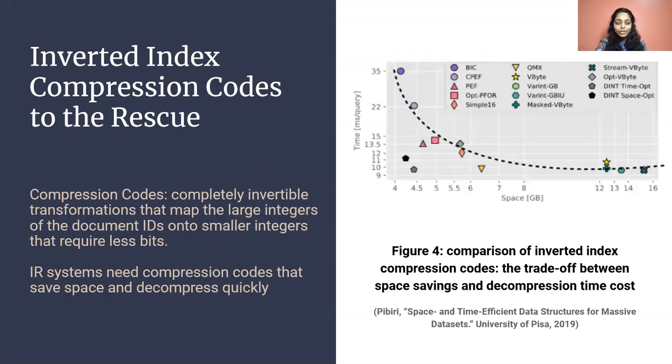To lessen memory usage, information retrieval systems use compression codes that map large document IDs onto smaller integers that require less bits. Here's a chart of the trade-off between space savings and decompression time cost. Information retrieval systems need compression codes that save space and decompress quickly.